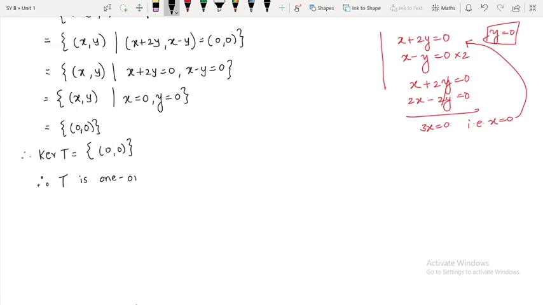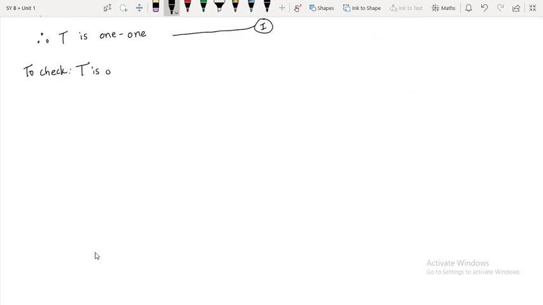Is that okay? And I will call it Roman 1. Now let us check whether T is onto or not. If T were not 1-1 here, then we would directly say that T is not an isomorphism, and if it is not an isomorphism, then there is no point in finding T inverse, right?